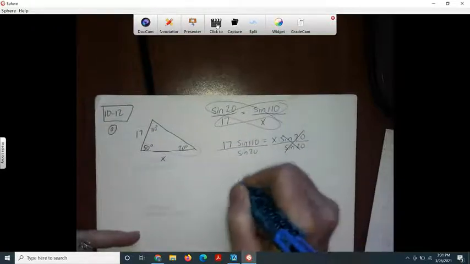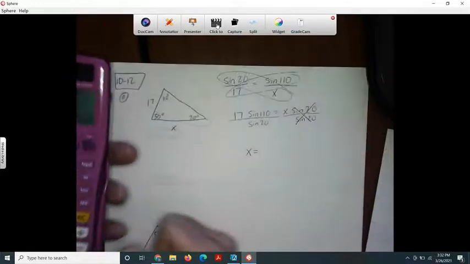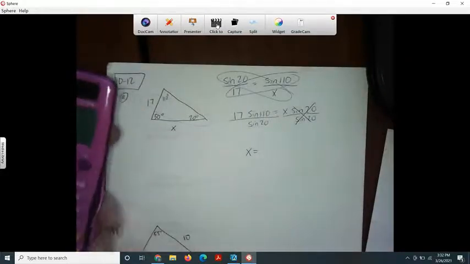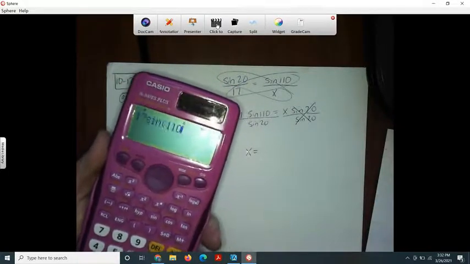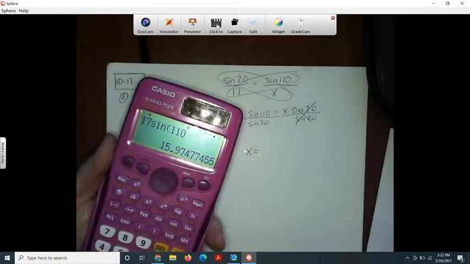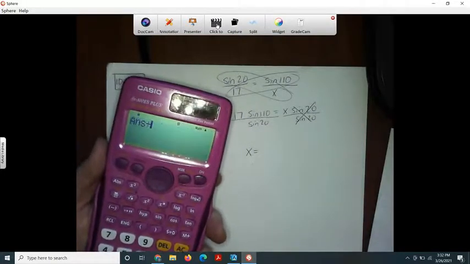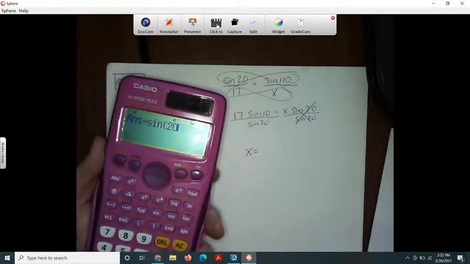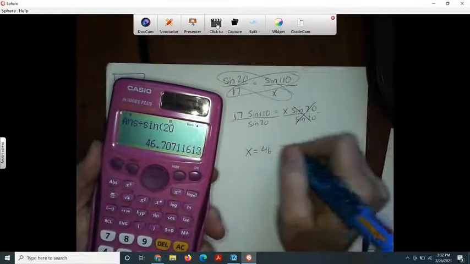And then that gives you x equals 17 times sine of 110, divided by sine of 20. So I can just go 17 sine 110. So that's what 17 sine of 110 is, and then I'll divide that by sine of 20. And that gives me x is about 46.7.